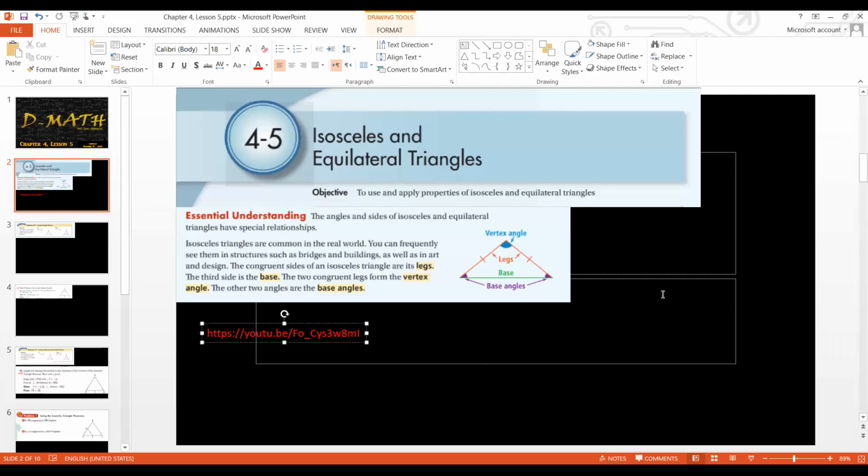Okay, our lesson today is talking about isosceles and equilateral triangles. Before we start, let's watch this video here to tell us about the triangles, about the difference between equilateral and isosceles triangles.